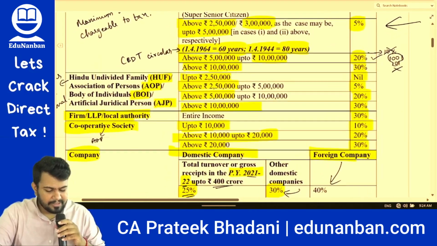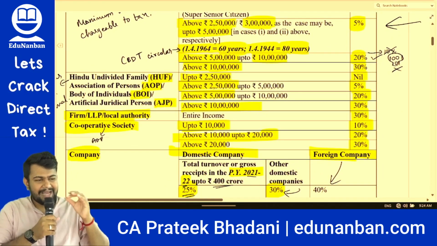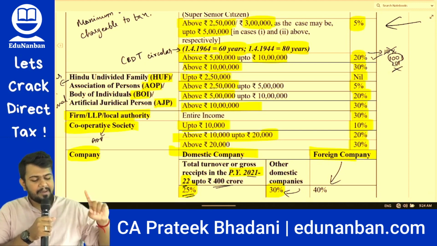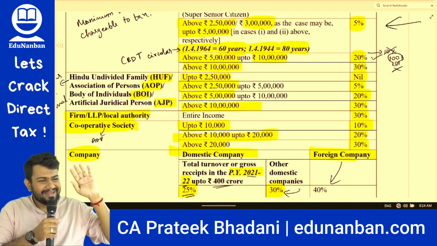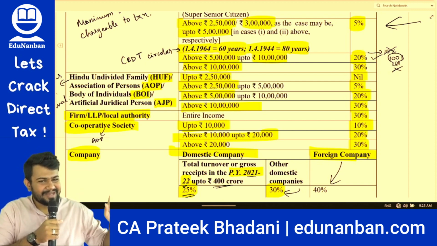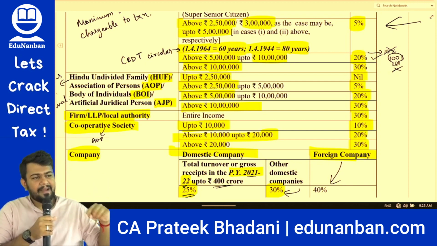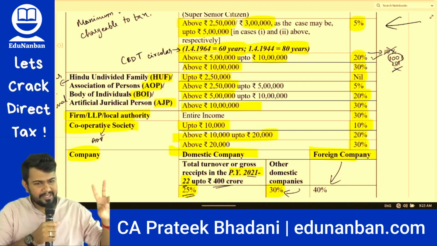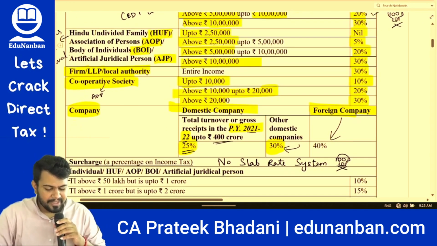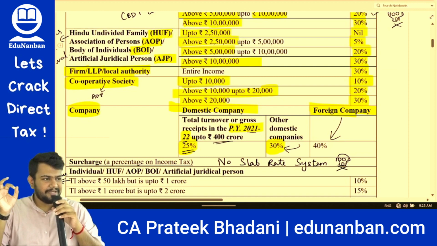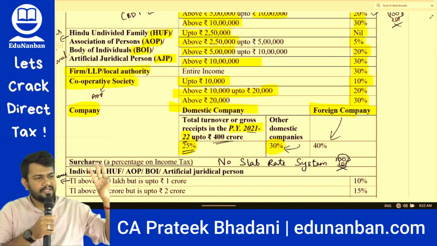When it comes to Hindu undivided family, association of persons, body of individuals and artificial juridical person, up to 2,50,000, no tax, above 2,50,000, up to 5 lakhs, 5%, above 5 lakhs, up to 10 lakhs, 20%, and above 10 lakhs, 30% tax. In case of partnership firm, limited liability partnership and local authority, on the entire income, 30% tax.